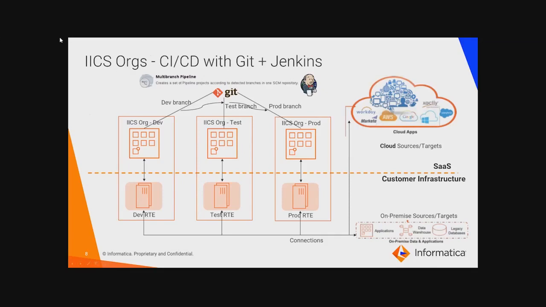As we discussed before, all the orgs, whether it's a dev org, a UAT or test org, or a prod org, will be connected to different branches of Git. There is a dev branch, a test branch, and a prod branch under one repository, and they are linked to the IICS orgs one to one.